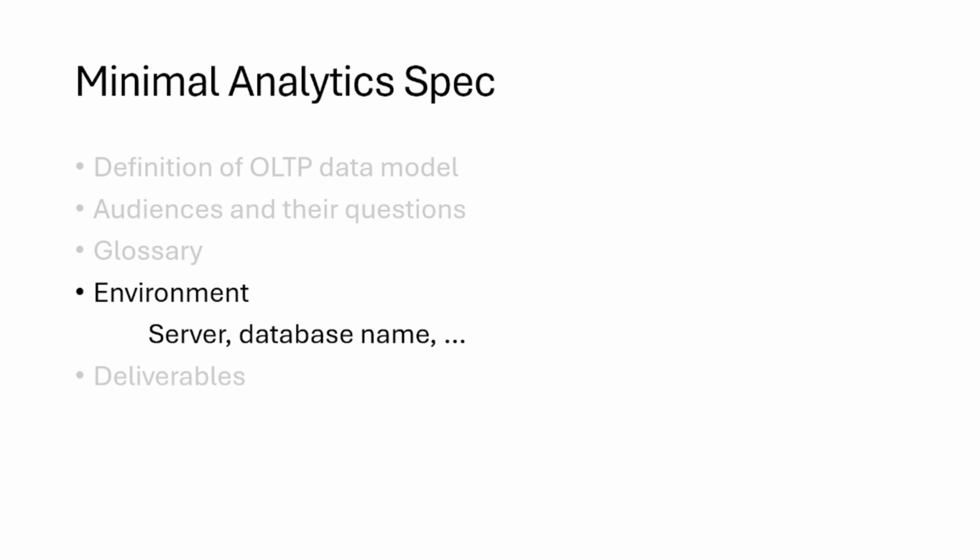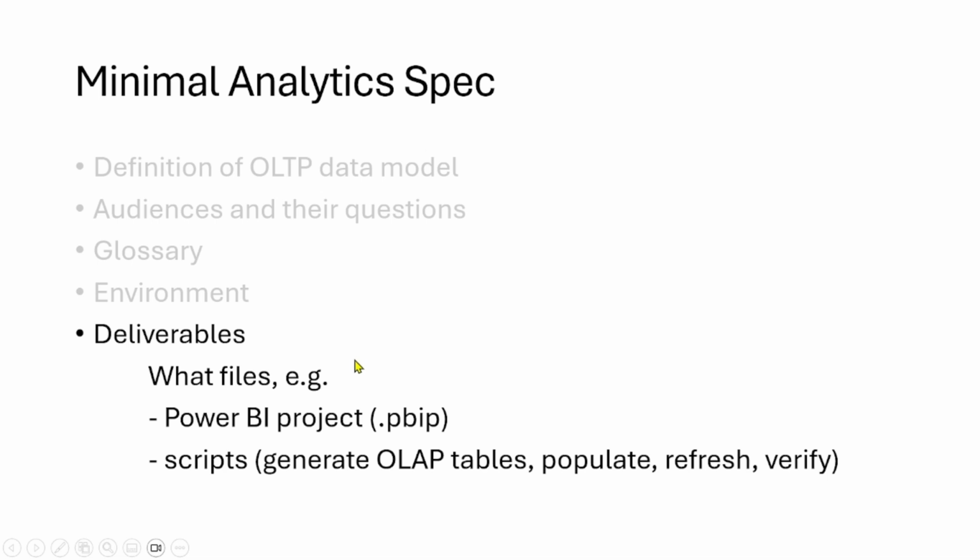Of course, you also have to have an environment. You have to tell it where the OLTP database resides. And then you have to tell what deliverables it needs to generate. So in our case, we want to get a Power BI project file, which is a text file or set of text files, and also these scripts that I referred to before.